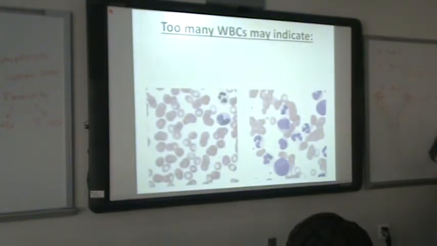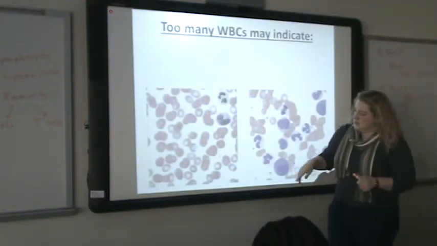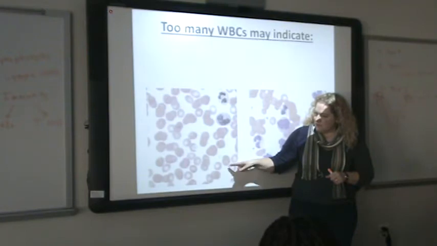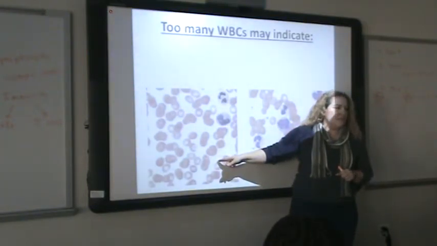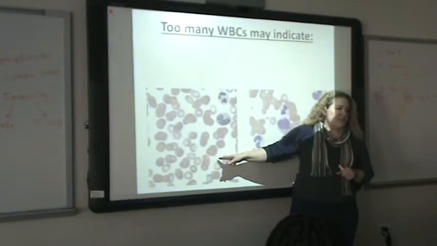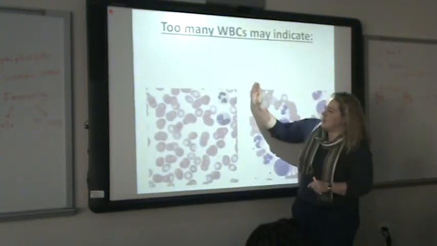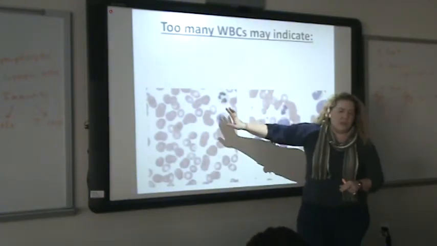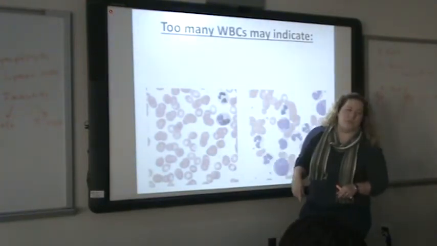When you are looking at slides in lab today or tomorrow, you'll notice in between the red blood cells and the white blood cells, there are little purple specks. Those are platelets. You'll see them, unless your eyes are really bad. Those are the platelets. And this side of this picture is the normal dispersion and the normal numbers of how many red blood cells do you have versus white blood cells.